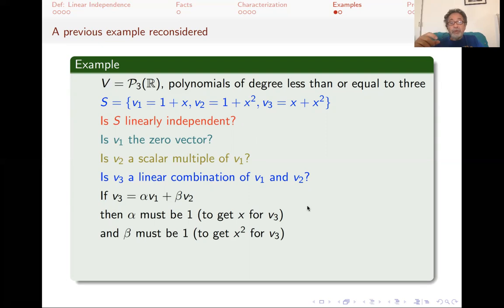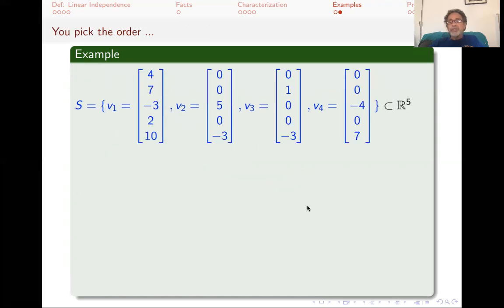But if alpha and beta are 1, then we get v1 plus v2, and v1 plus v2 is really not v3. It's 2 plus x squared. And so we see that v3 is not a linear combination of v1 and v2. And so the answer to all of those questions is no, and so now we have that S is linearly independent. Unlike the original way that we solved it, we really did not have to do a system of equations or anything like it.